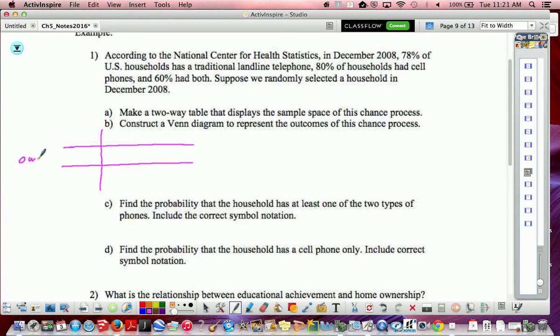So they own a landline or no landline. And we can look at owns a cell phone, no cell phone.